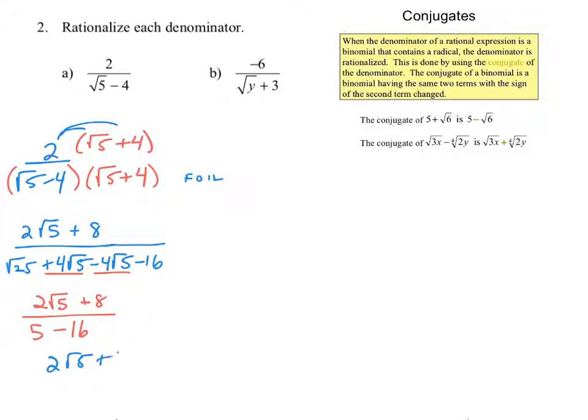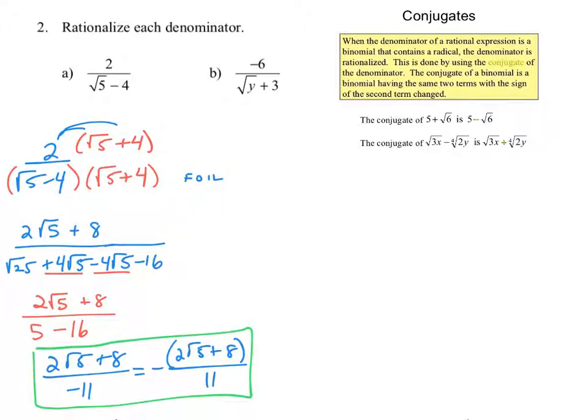2 radical 5 plus 8 in the numerator over negative 11. Or you can write this as a negative out in front of the whole fraction, 2 square root of 5 plus 8 all over 11, or you could distribute that negative in the numerator. So either one of these is appropriate for our final answer.